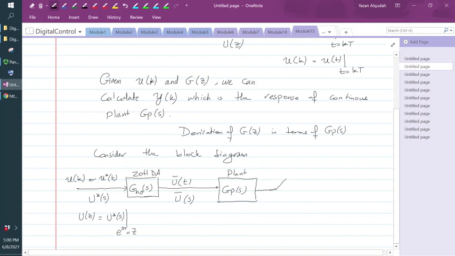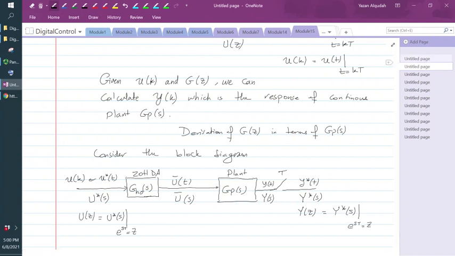Now what I'm going to do is sample this output. So the output Y of T is continuous. It's going to have Y of S. And once I sample it, I'm going to get Y star of T, and I'm going to get Y star of S. Now again here, Y of Z is going to equal Y star of S with e to ST equal to Z.